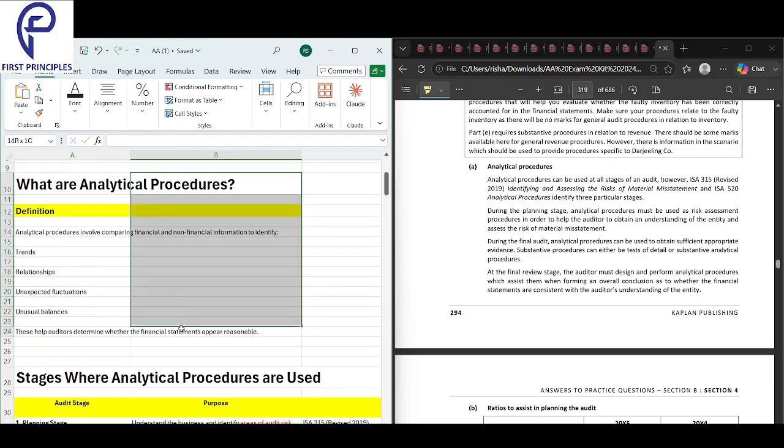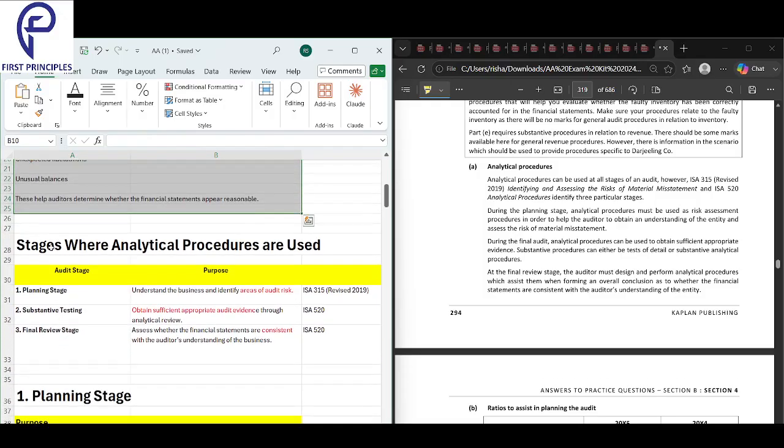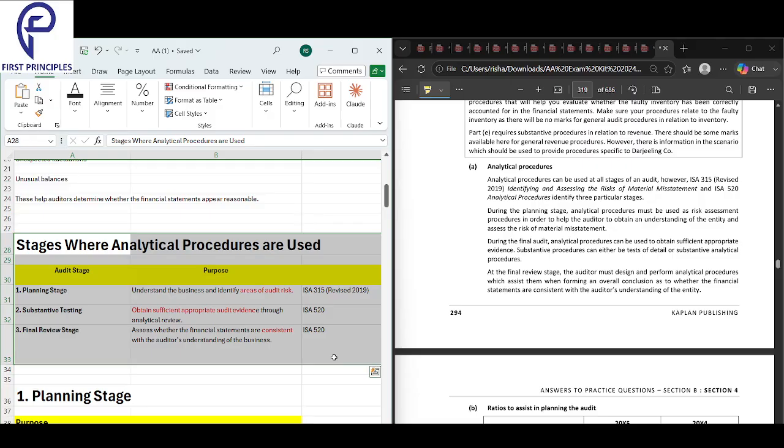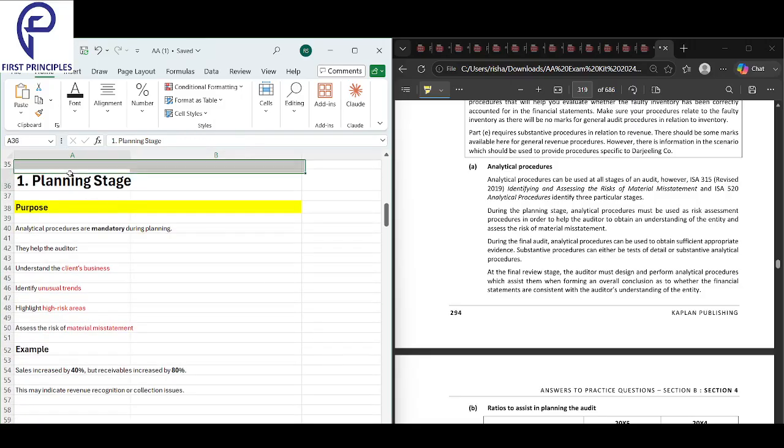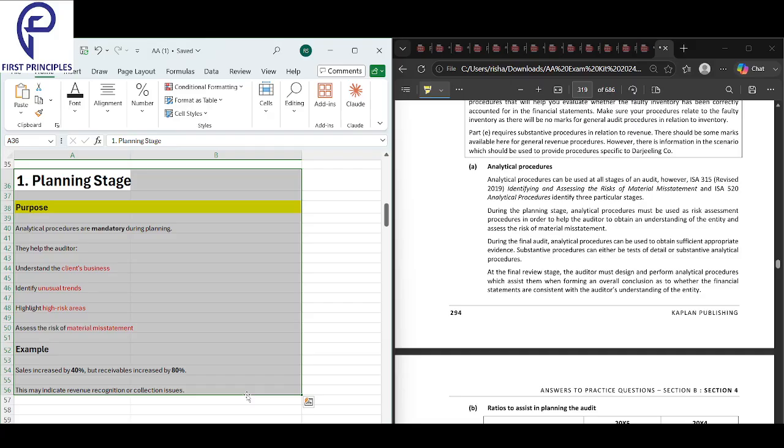What does it help in? In finding trends, relationships, and unusual fluctuations. Next, what are the stages in which analytical procedures are used? It is used in the planning stage, the substantive testing stage, and the final review stage. Every stage it is used. Next, in the planning stage, what do we use it for? It helps understand the client's business, identifies unusual trends, highlights high risk areas, and assesses the risk of material misstatement.